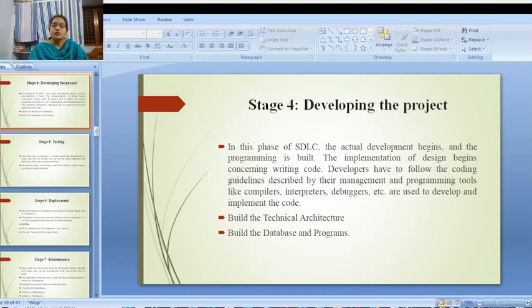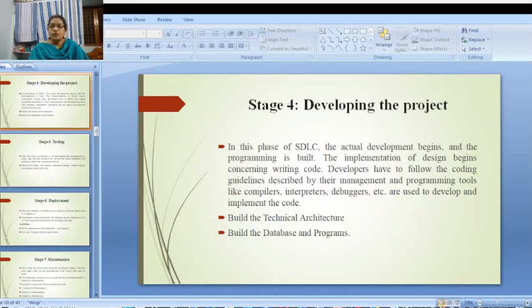So as they use different programming languages, the programming languages have their own rules and their own tools. By using those tools, and according to the guidelines their management gives for how to design or develop the product, the developers will generate the code. All of the detailed design documents from the design phase are transformed into an actual system.